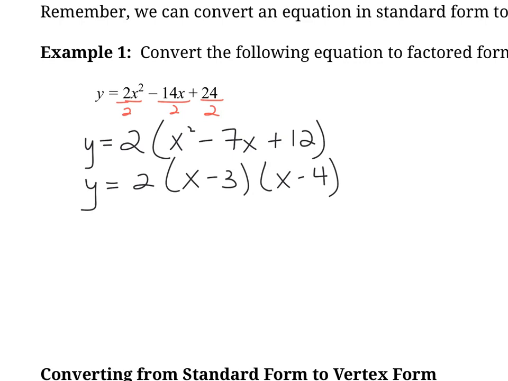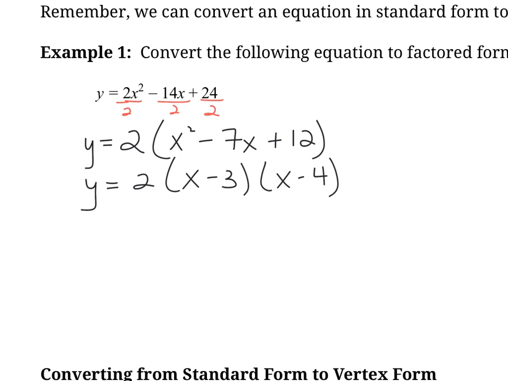All right, so here is my final equation in factored form. It's 2 multiplied by x minus 3 multiplied by x minus 4. So here are those two numbers, -3 and -4, that we came up with. So this is the equation that's now in fully factored form.